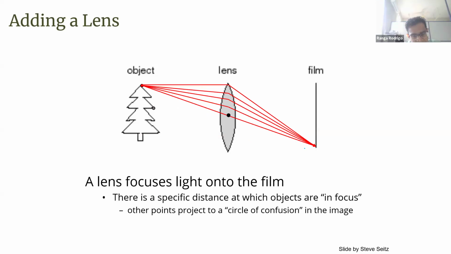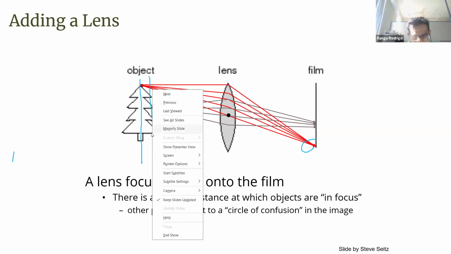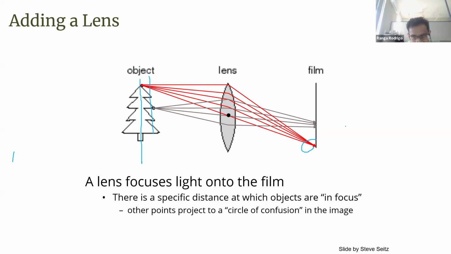Now this focusing happens at a specific distance. If you take a plane in the scene like this plane, it will be focused here. But if you take any other plane, like so, the light will not focus onto the film. Maybe it will focus somewhere here. So therefore, at the film, there is some larger image of that one point, larger than a point. So this is called the circle of confusion.